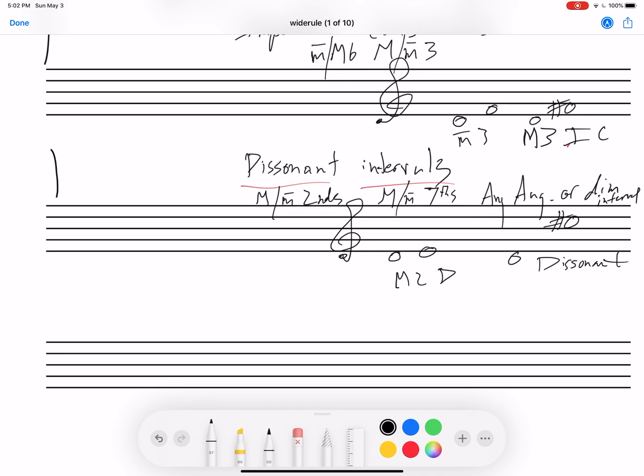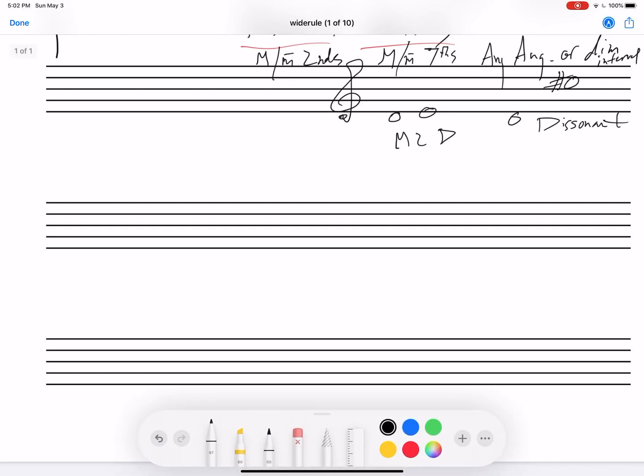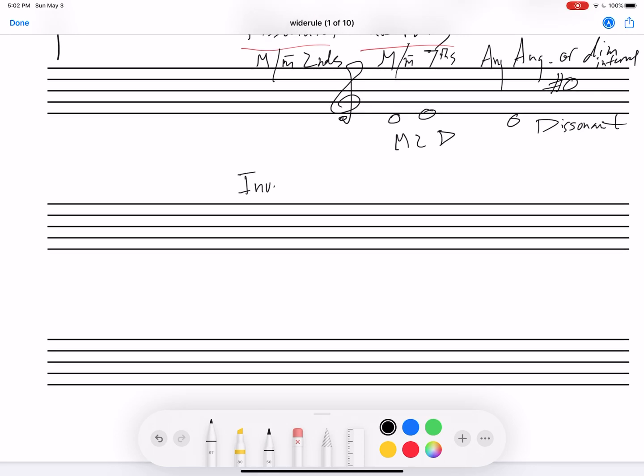All right, the next thing we're going to go over is inverting a chord. Or not a chord, inverting an interval. So for example, I'm going to go ahead and write out two intervals. We're going to begin with our major third, D to F sharp, just as an example. So this would be a major third.